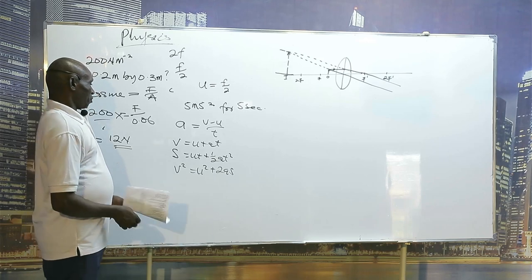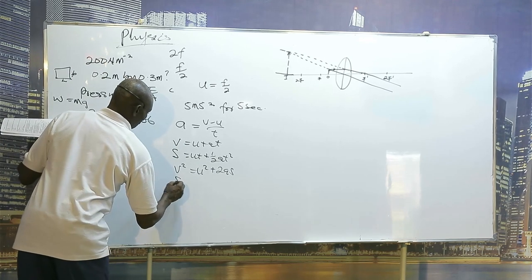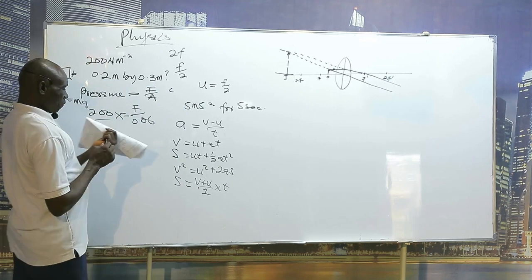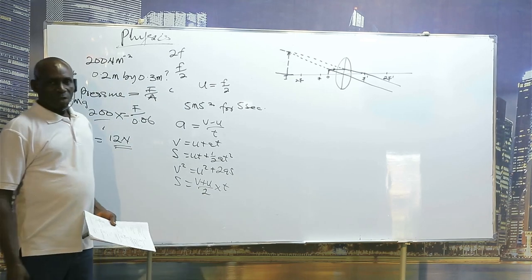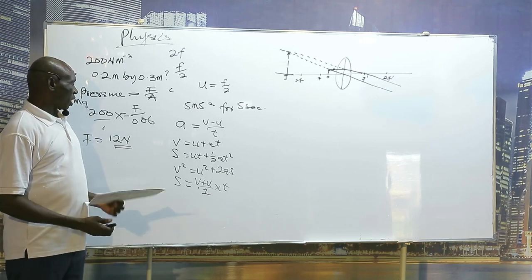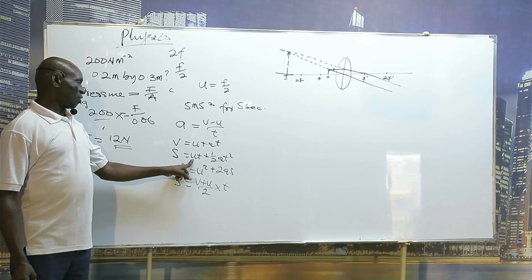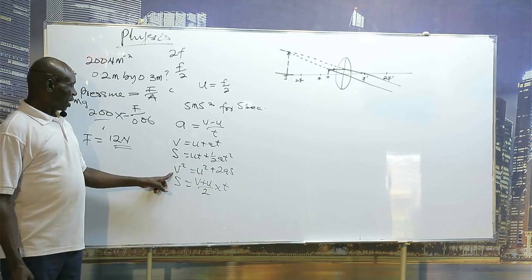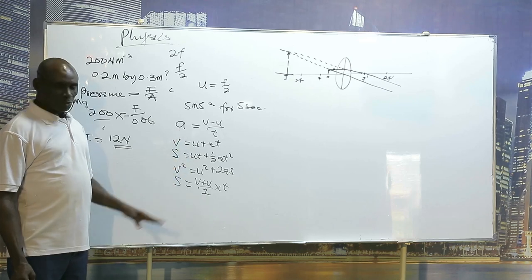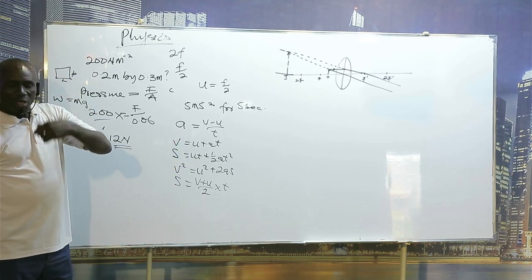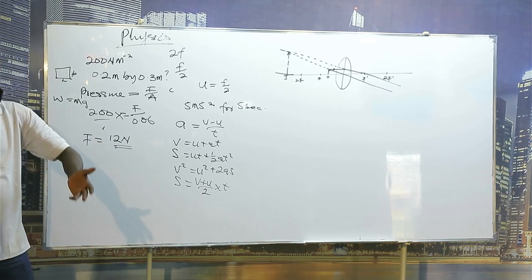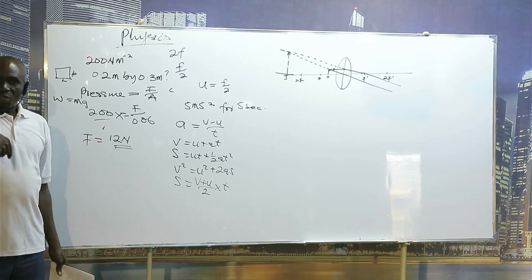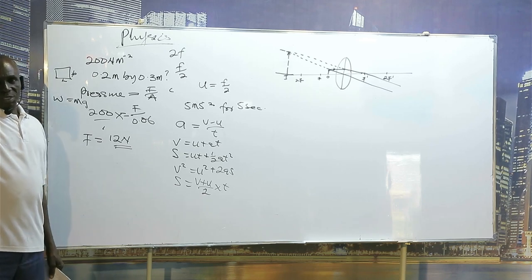Looking at the whole of this, we also have for the distance, S equals (V plus U) over 2 times T. This one has no acceleration. That was the reason I asked you the question: here you have initial velocity and final velocity, so the question must tell you the value of the initial velocity. We are taking initial velocity to be equal to zero.